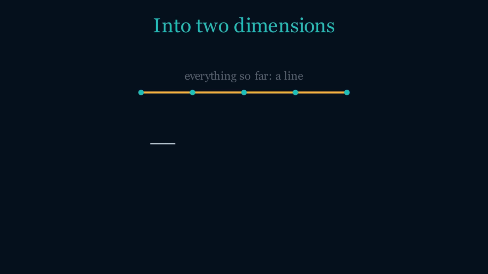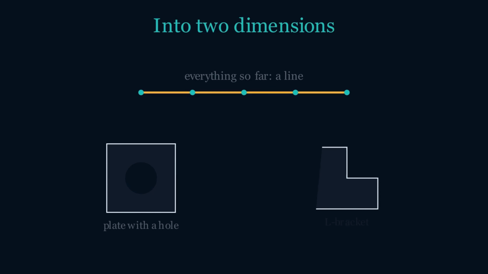Real parts look like this: a plate with a hole, an L bracket, a gear tooth. There's no single formula for these, and no way to stretch them onto a line. We need genuine two-dimensional finite elements.